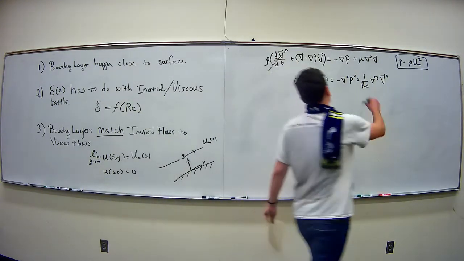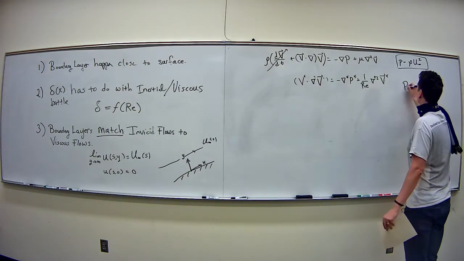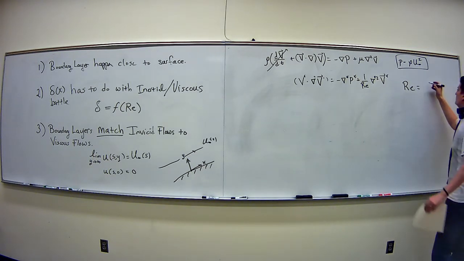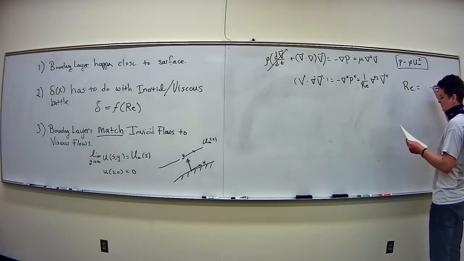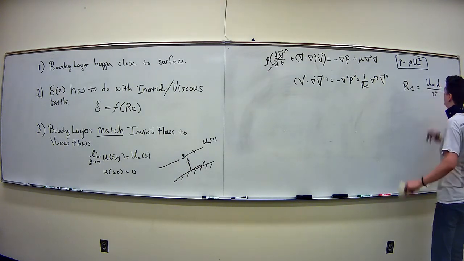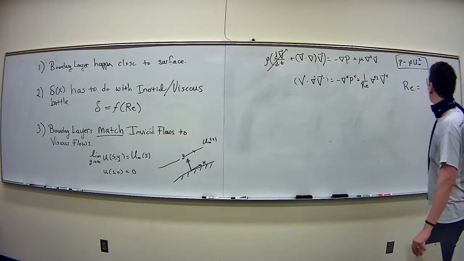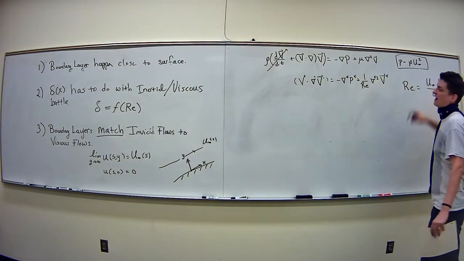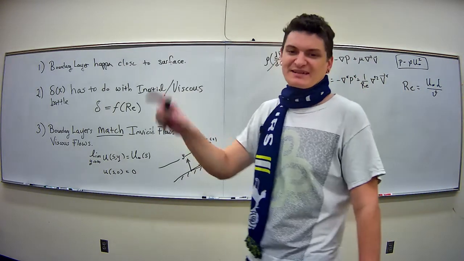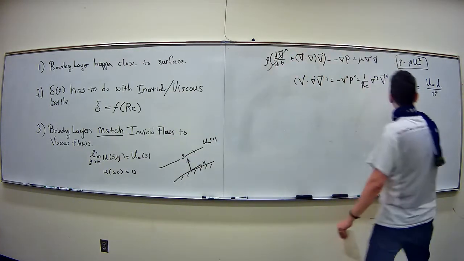Okay, and then what do you use? What is your Reynolds number? Well, the Reynolds number is made with all inviscid effects. All the inviscid flow effects come up to make the boundary layer. So that would be the U infinity, some length scale, and then the kinematic viscosity of the flow. Where this L is maybe the characteristic length of your body.